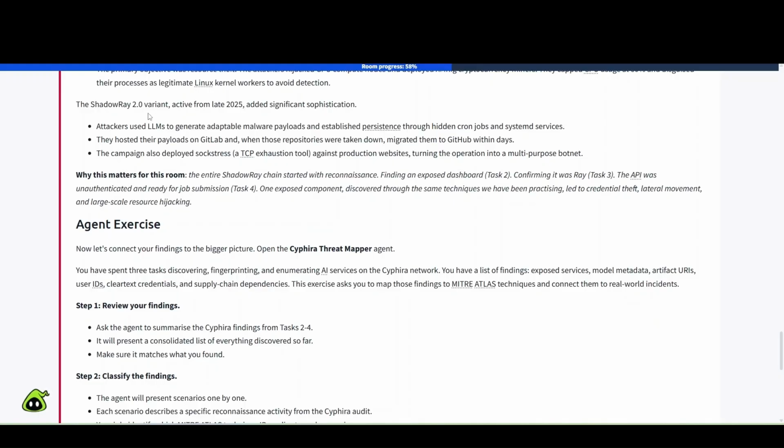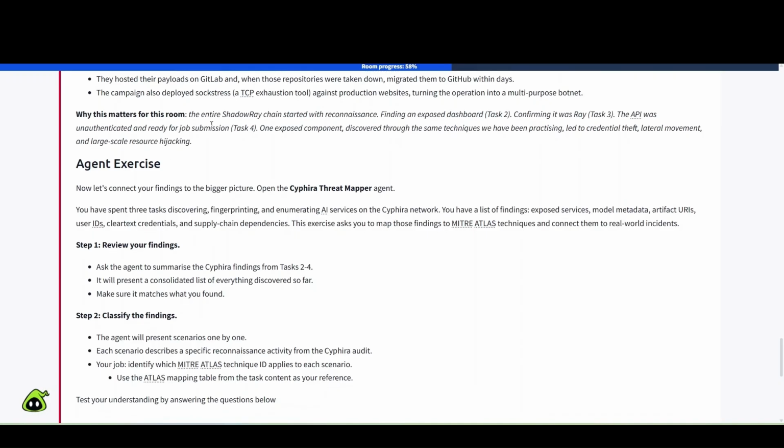The ShadowRay 2.0 variant, active from late 2025, added significant sophistication. Attackers used LLMs to generate adaptable malware payloads and established persistence through hidden cron jobs and systemd services. They hosted their payloads on GitLab, and when those repositories were taken down, migrated them to GitHub within days. The campaign also deployed SockStress, a TCP exhaustion tool, against production websites, turning the operation into a multi-purpose botnet.